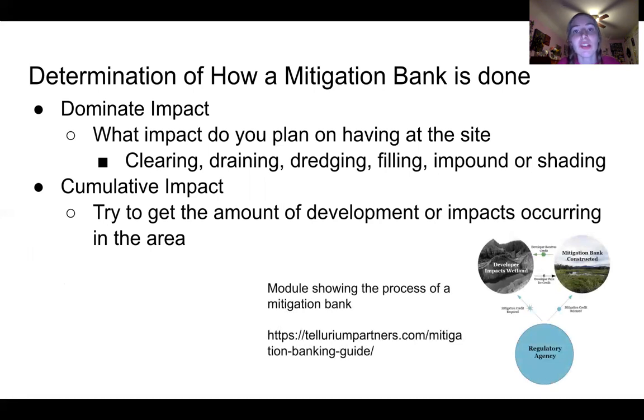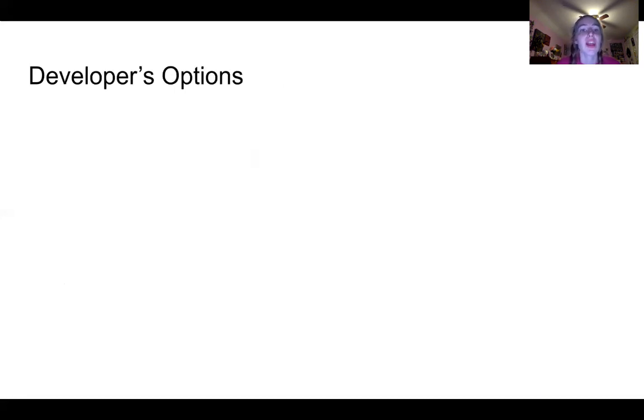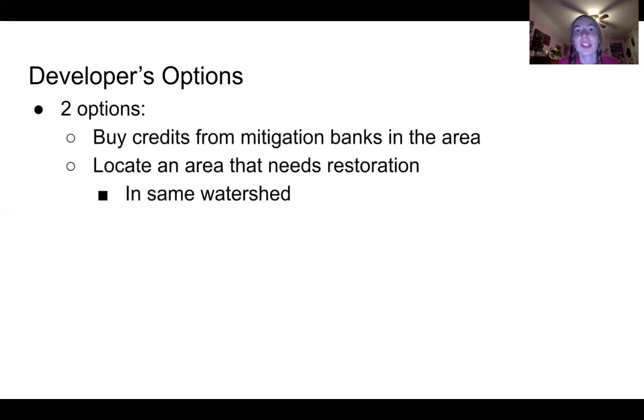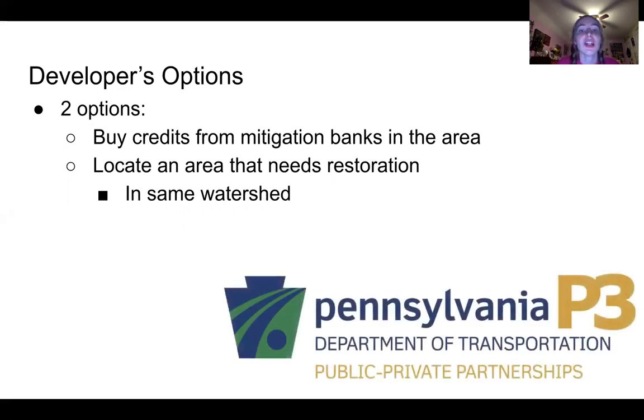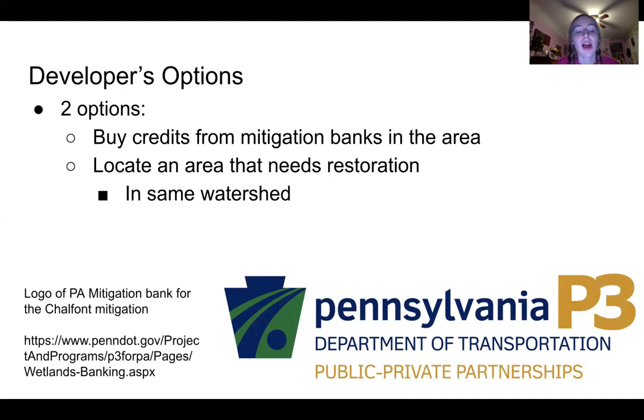Here's just a little model showing how a mitigation bank works. A developer has 2 options. They can buy credits from mitigation banks in the area, but again, not everywhere has mitigation banks or the same type of projects or credits. So you can locate an area that needs restoration. It has to be in the same watershed and the same ecoregion. Here's an example of the logo for the PA Mitigation Bank, which is currently working on the Chalfont mitigation.